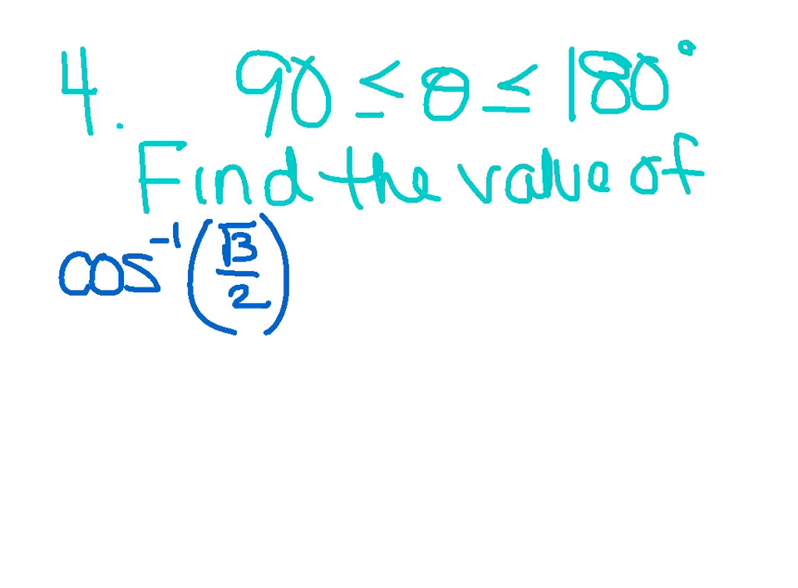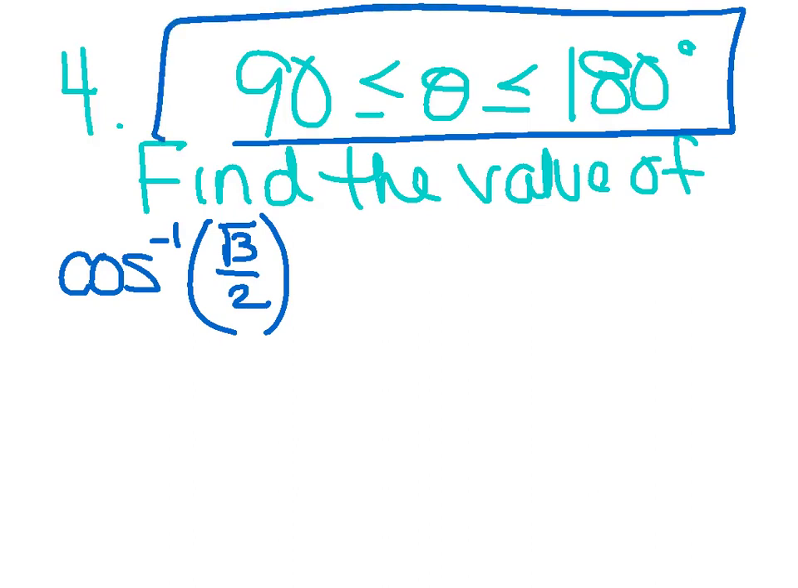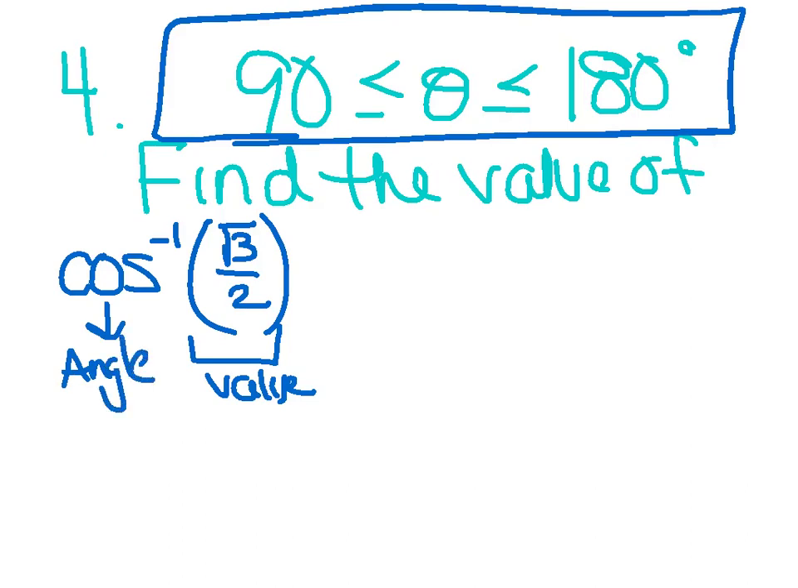Now, I'm going to throw a twist in there. Question 4. This time, it says find the value of cos inverse of radical 3 over 2, but watch my domain. This time you have to give me an answer that falls in that domain. Alright, so let's talk through it. This again is the value. Inverse means find the angle.